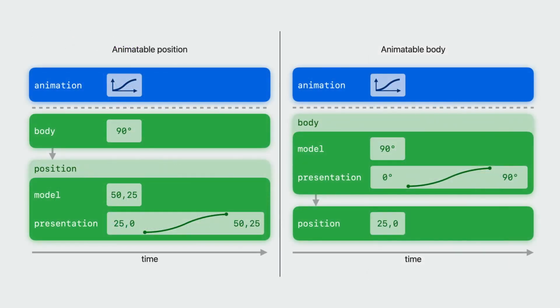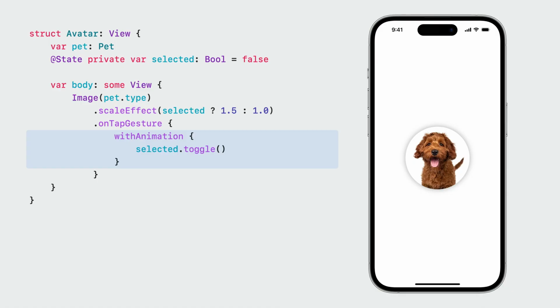Just keep in mind that a custom Animatable conformance can be much more expensive to animate than a built-in effect, because it'll run body for every frame of the animation. So only use this tool if you can't achieve the effect you're going for using the built-in effects. Next, I'll cover animation, the generic algorithms that interpolate animatable data over time. Earlier, I added an animation to the pet avatar view by wrapping the state change in withAnimation. You can customize this by passing an explicit animation, like a bouncy spring.